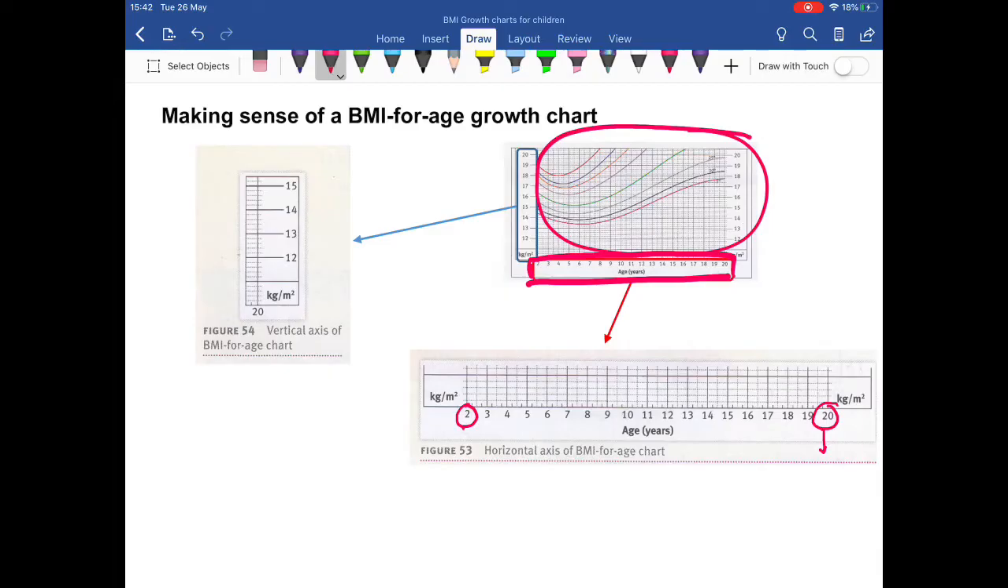Okay, so that's the age in years. And then at the side, we have the vertical axis, which shows the BMI. Now, if you can remember, BMI was measured in kilograms per meter squared. And depending on what your BMI is, that would determine your weight status. And from the weight status, the doctor can tell you whether you are eating properly or you're developing properly. So let's go and have a look at the growth chart.